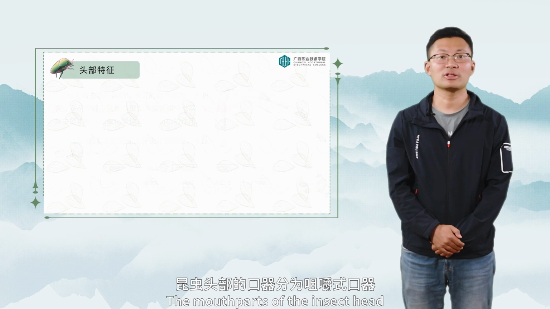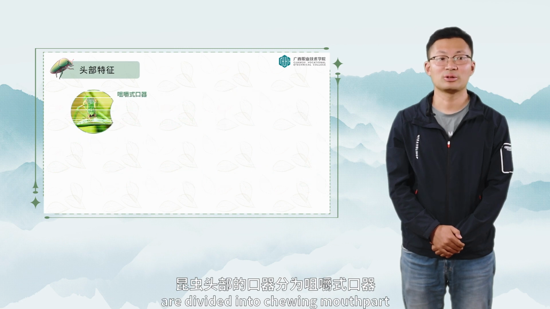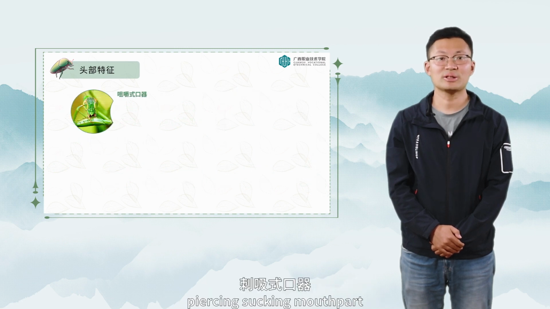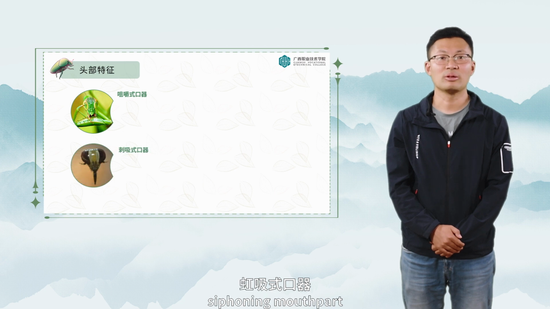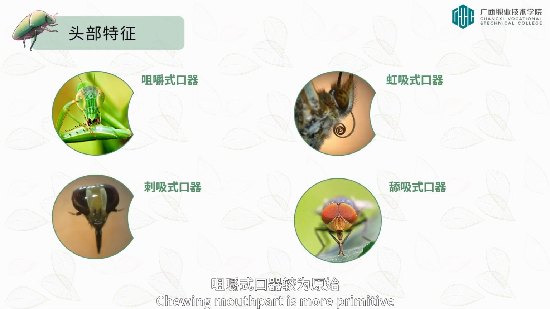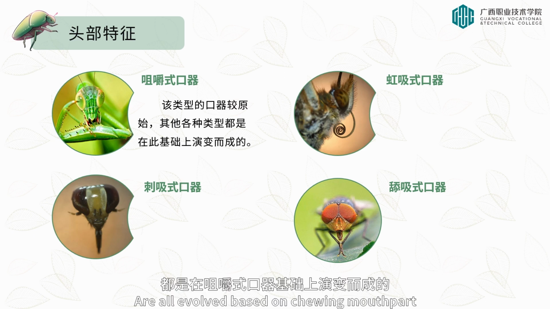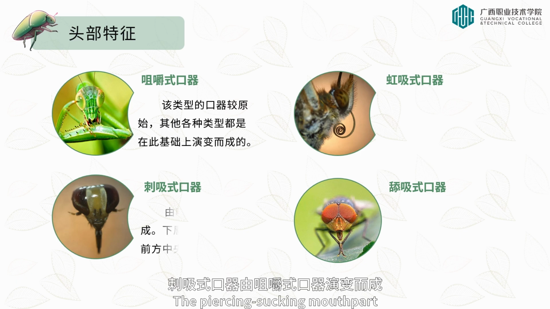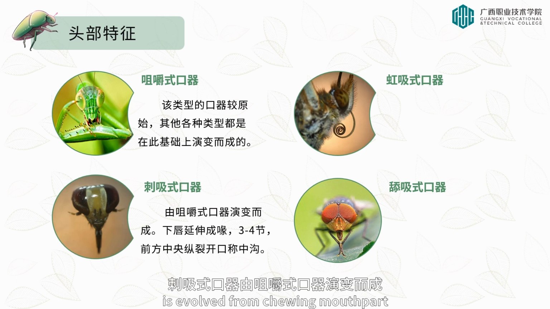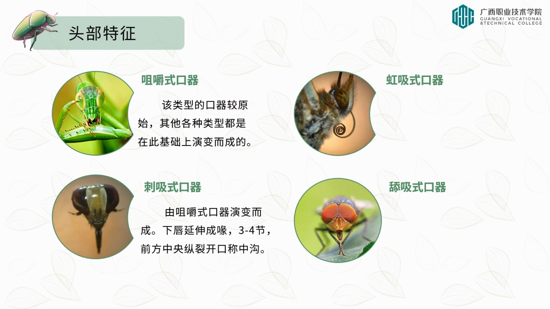The mouthparts of the insect head are divided into chewing mouthparts, piercing-sucking mouthparts, siphoning mouthparts, and licking-sucking mouthparts. Chewing mouthparts are more primitive. Various other types of mouthparts are all evolved from chewing mouthparts. The piercing-sucking mouthparts are evolved from chewing mouthparts.